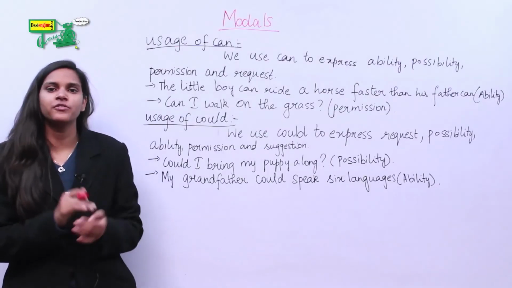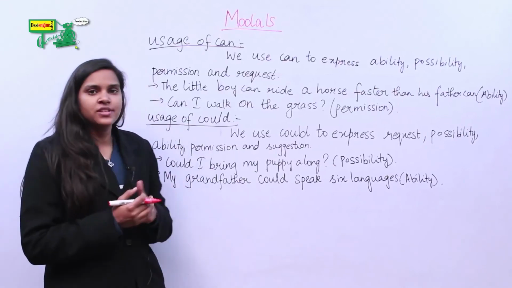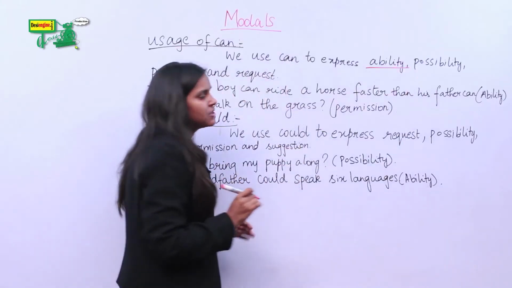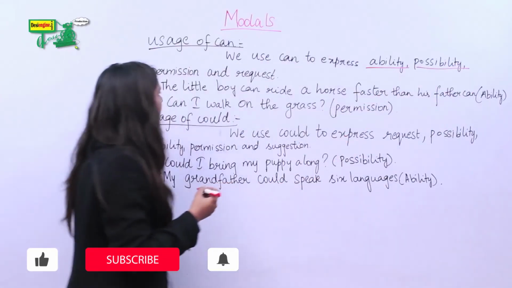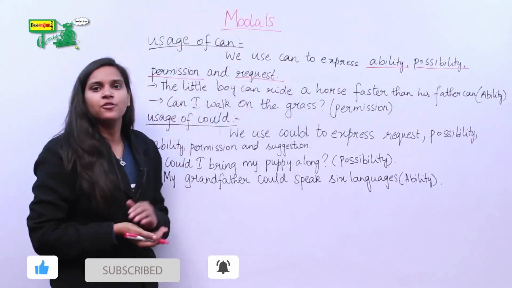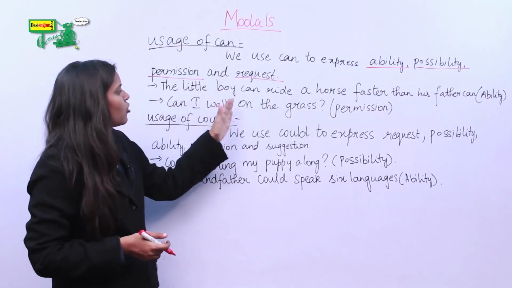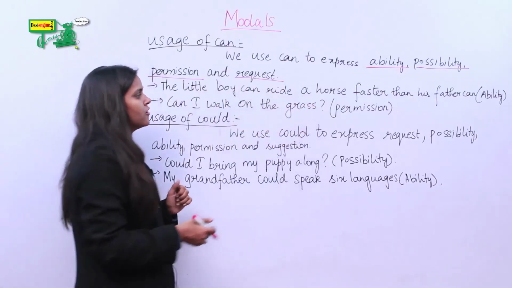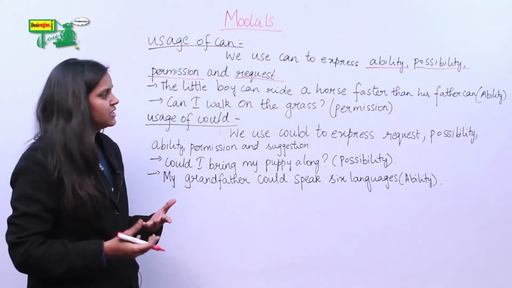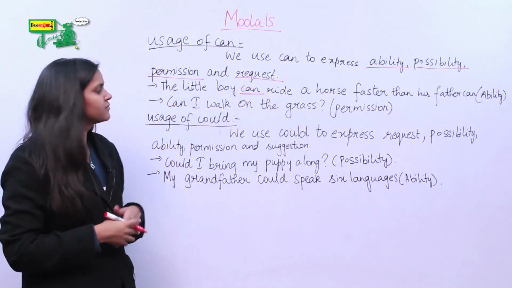Let's learn the usage of can and could. First, the usage of can. We use can to express ability, possibility, permission and request. Let's take a few examples to understand this. The first example is: the little boy can ride a horse faster than his father can. This is an example of ability and usage of the modal verb can.